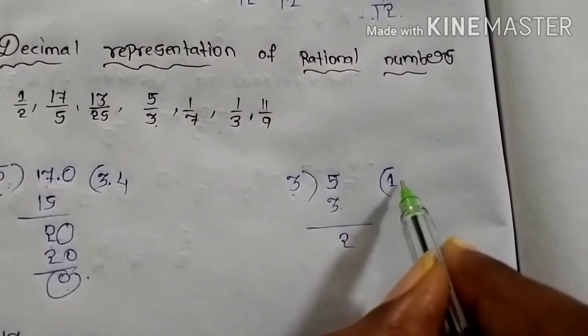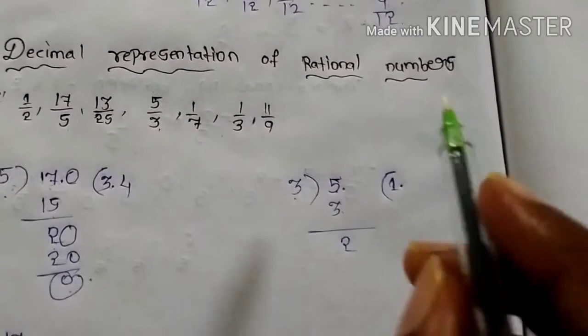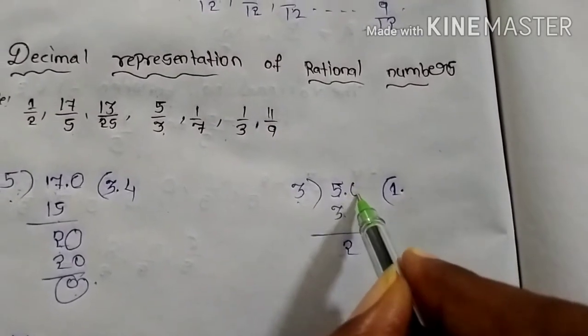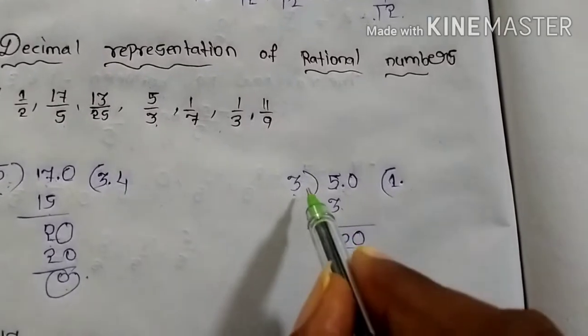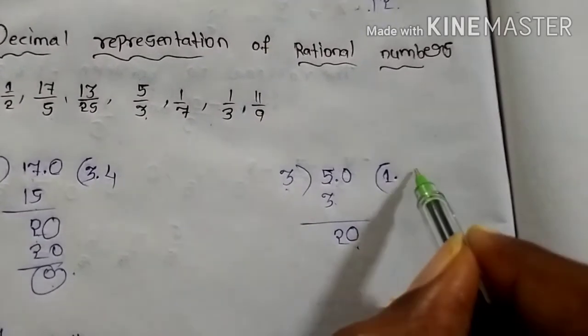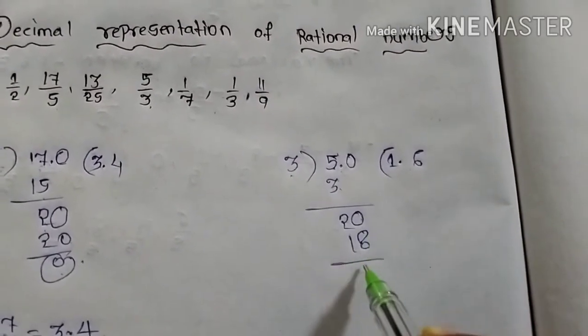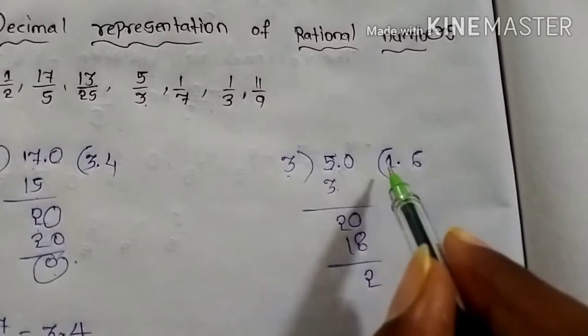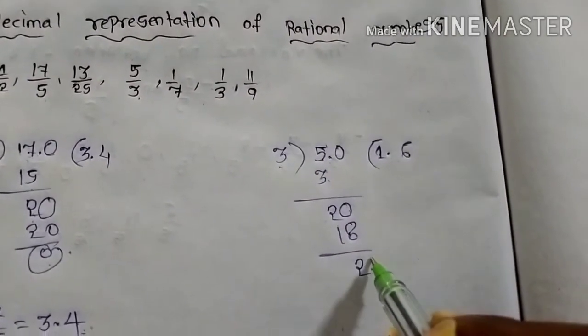Yes, so you can keep your decimal point here. Here also you can keep a decimal point. After that you can write 0 after the decimal point, and also in the remainder write 0. How many times will 3 go into 20? You know the 3 table. 3 6 is 18. Yes or no? Next you take 20 minus 18. How much? 2 only. Already the decimal point is available, so you can take 0 directly in the remainder.